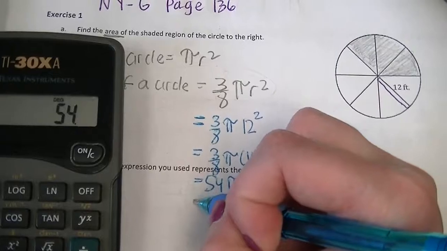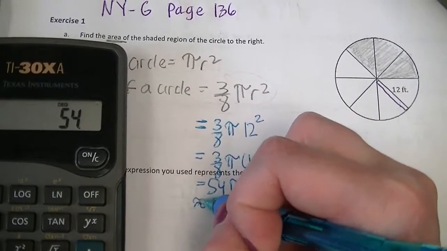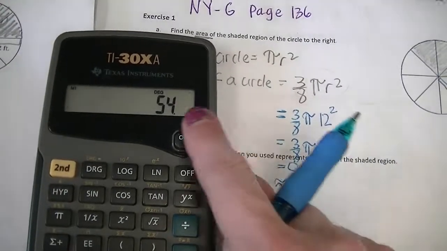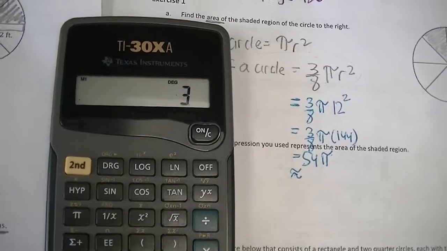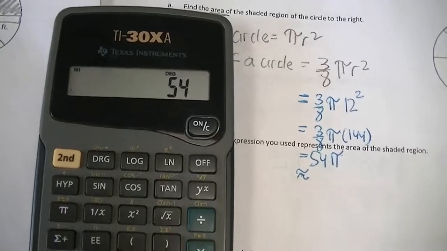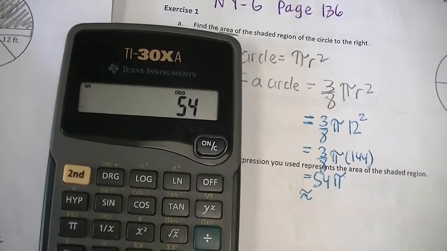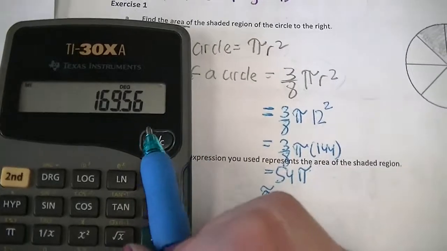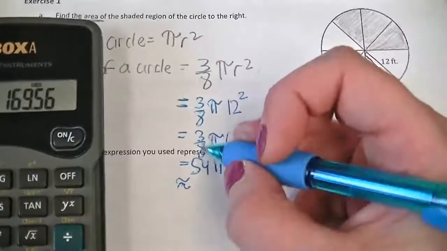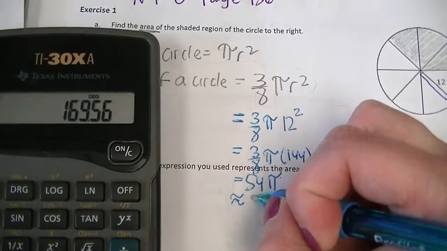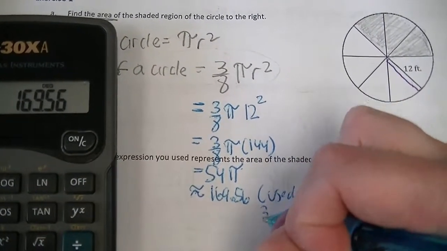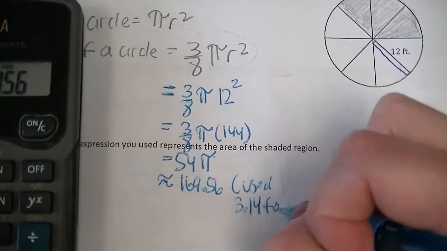However, I'm just going to go ahead and multiply it by 3.14. 54 times 3.14. So I know it's going to be approximate because we don't have straight up pi, the real pi. So 3.14 times 54, or I should have said 3 and 14 hundredths times that. And I get 169 and 56 hundredths feet squared by using 3.14. And I used 3 and 14 hundredths for pi.